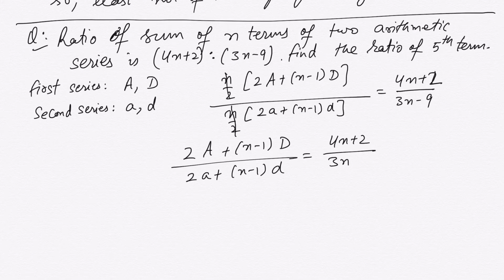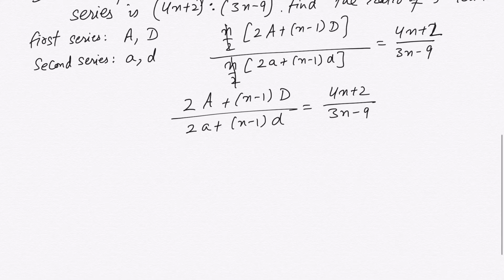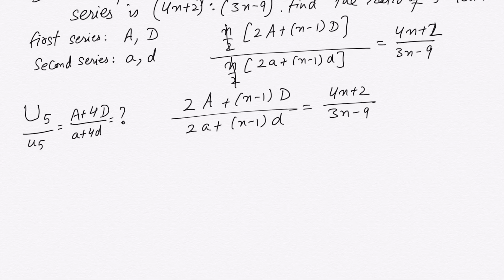Now what we have to find? Please keep this thing in mind, what we are calculating. We are actually calculating the ratio of the fifth term, right? So basically we are calculating a plus 4d and small a plus 4d. We are looking for this expression, and we have to extract this expression from this expression. So how can I go first?